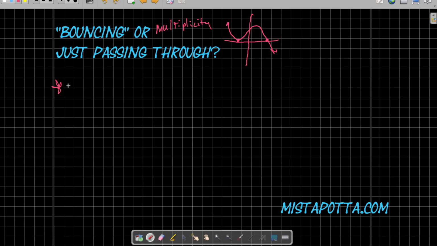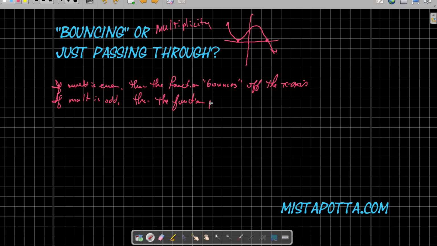In other words, if the multiplicity is even, then the function bounces off the x-axis. But if the multiplicity is odd, then the function passes through the x-axis at that point. It's really important to note that these both happen at that point. So I want to go through an example of this.